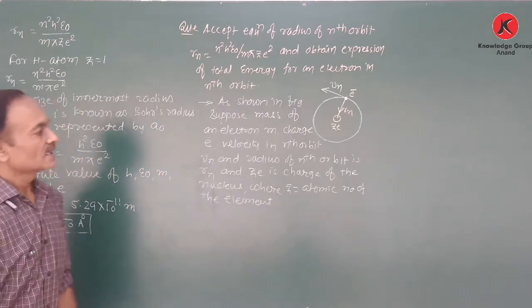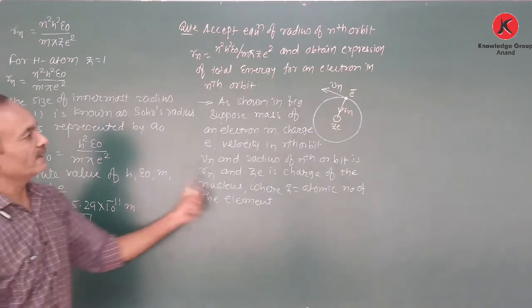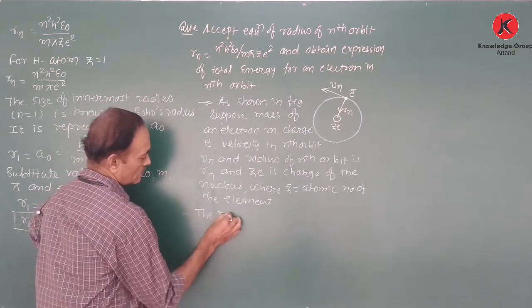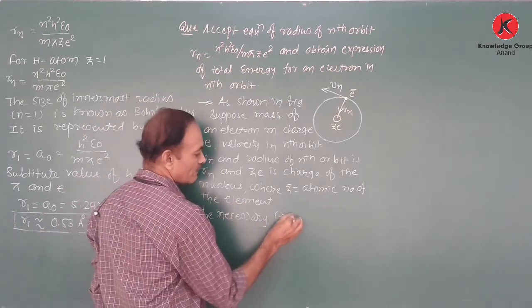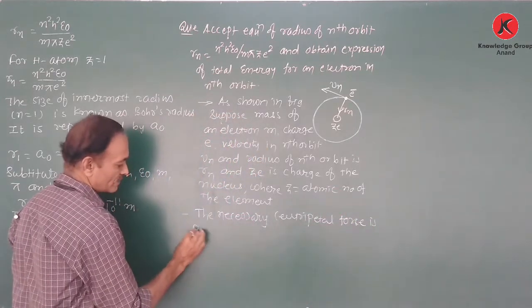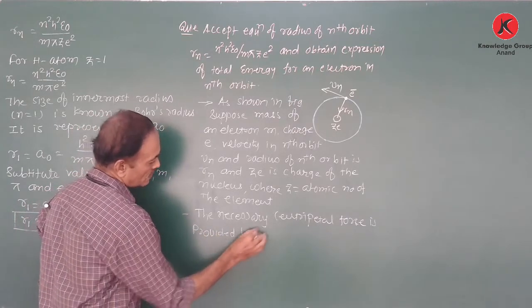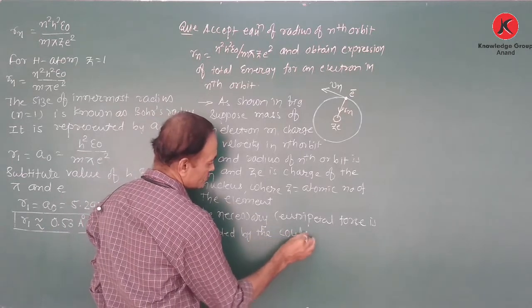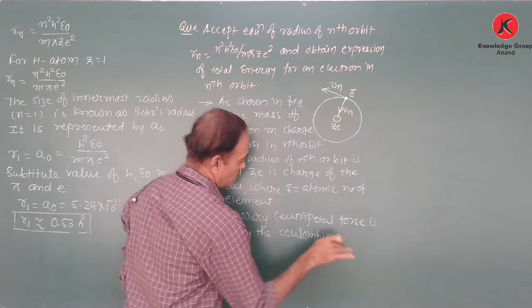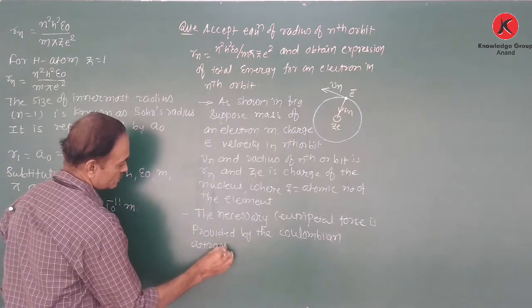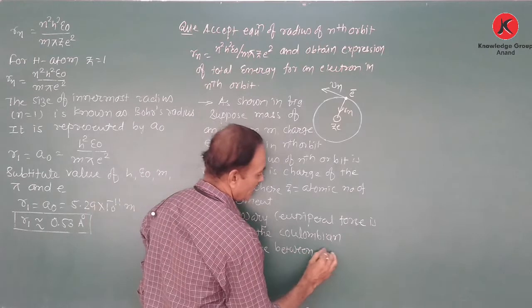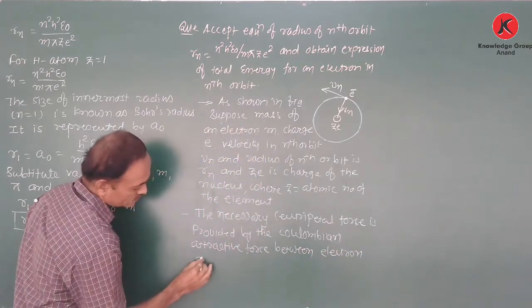As said earlier, the necessary centripetal force is provided by the Coulombian attractive force between the electron and the nucleus.